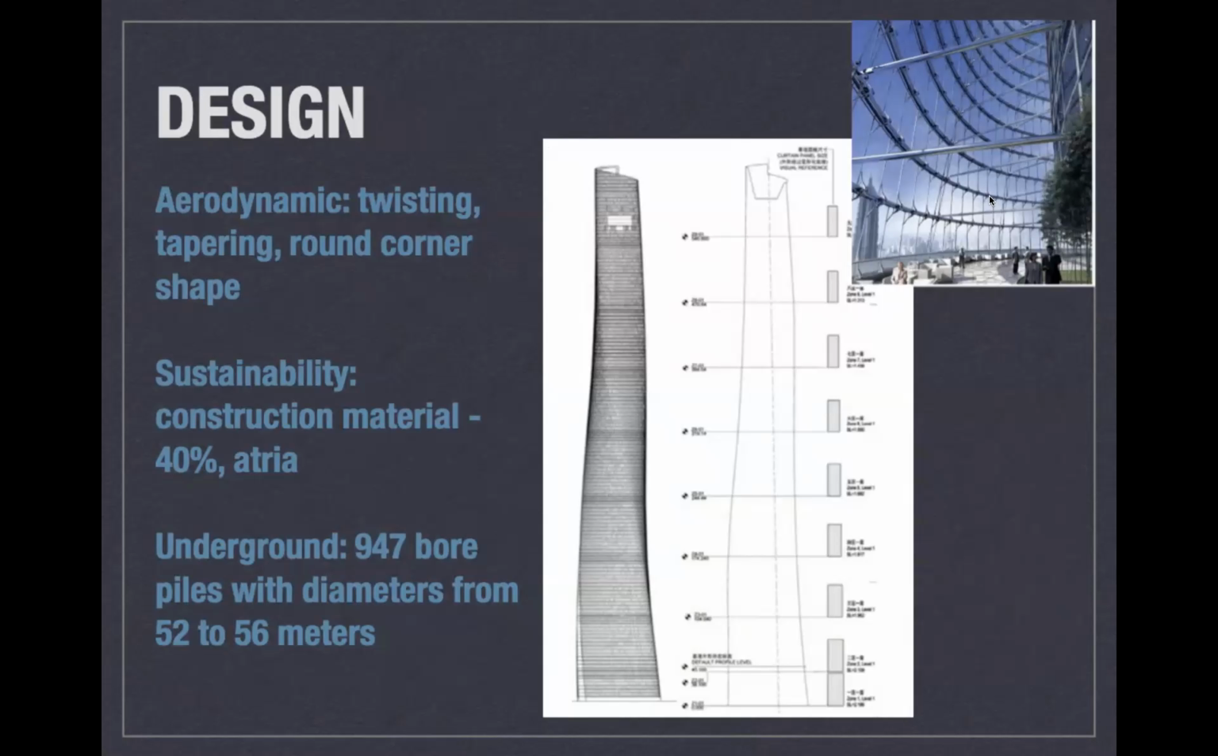The aerodynamic property of Shanghai Tower is excellent with its twisting, tapering, round-corner shape. This design also helped increase its sustainability by reducing the construction material by 40%. Gensler's team, at the beginning of their project, declared that this would be an eco-friendly project. Therefore, they designed the atrium, which looks like the picture on the top right. This is a buffer area between the exterior and interior of the tower, helping maintain the temperature and reduce the workload for the air conditioning system.